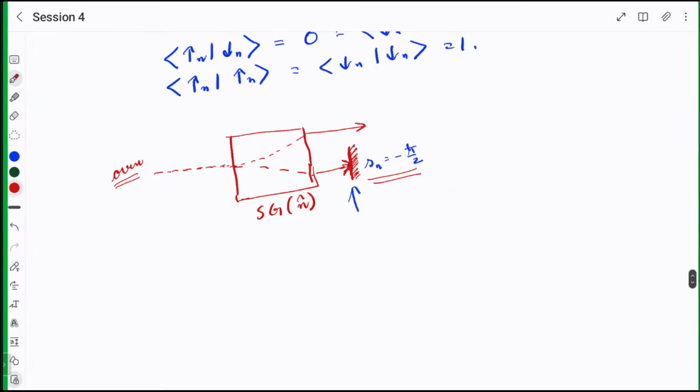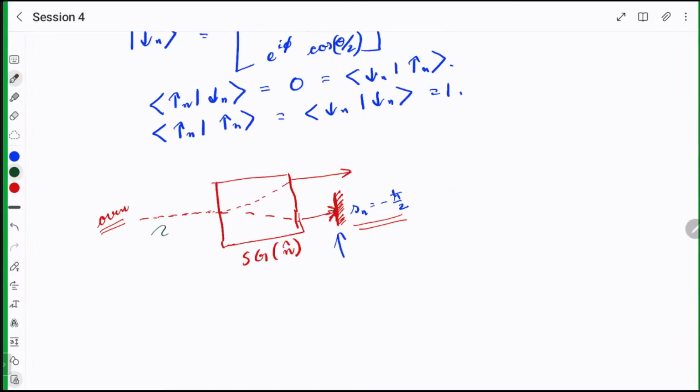Let's now take a single electron instead of many electrons. If you take a single electron, then it will go here with some probability, and here with some probability. Now, let's say I know that in some time interval, T1 to T2, the electron would come out.